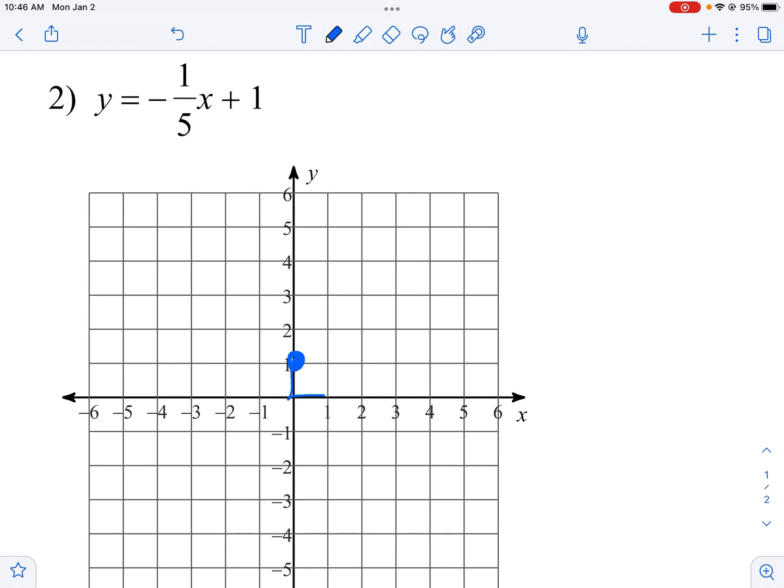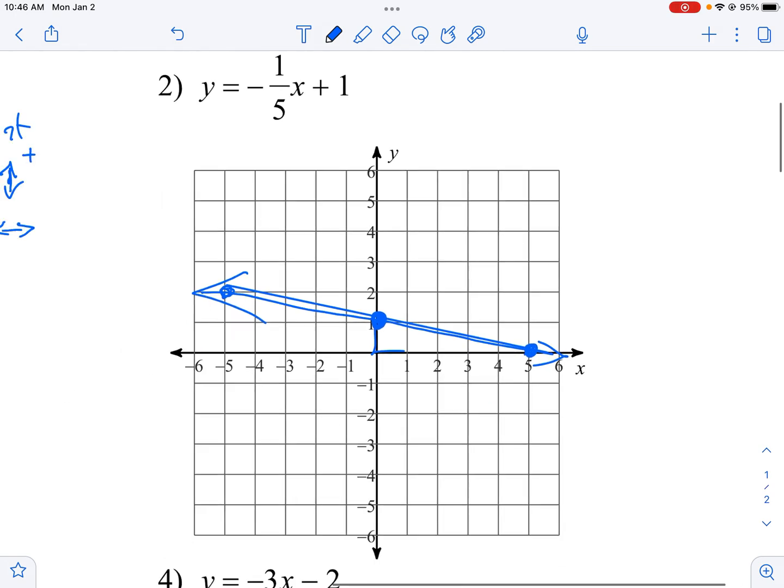So we're going to go down 1, right 5, puts a point here. You can go the opposite again, so we can go up 1, left 5, also get a point here. And once you got your points, you can connect them up, make it a beautiful line there. So yeah, you got your line looking like that.